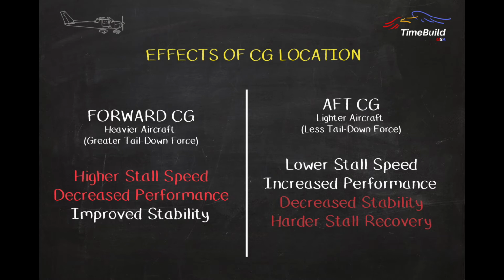With a forward CG, the pilot can expect a heavier aircraft, which increases stall speed and decreases performance. However, with the greater distance between the center of gravity and the center of lift, pitch stability improves with a forward CG. While an aft CG will decrease stall speed and improve performance, stability will decrease and stall and spin recovery will not be as easy as with a forward center of gravity. Despite these characteristics, it should be remembered that as long as the CG remains within limits, the aircraft will exhibit adequate pitch stability and controllability.